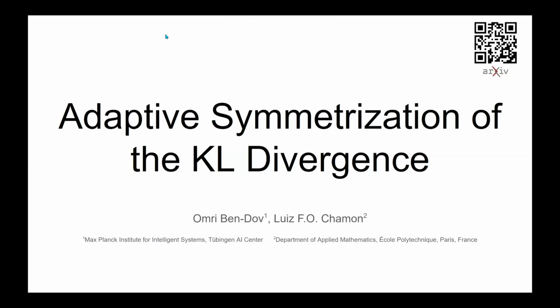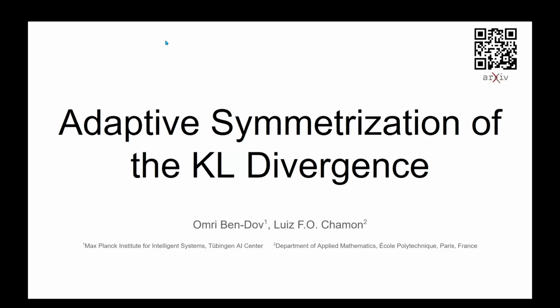So a lot of people come up to me in the street and ask me, Omri, why do we need to adaptively symmetrize the KL divergence? So I hope to answer it here now so they'll finally stop bothering me.